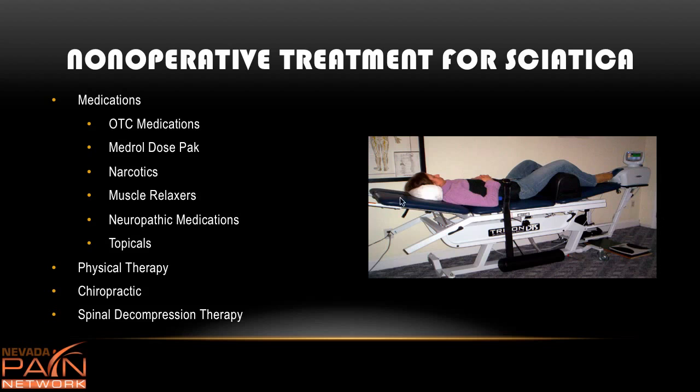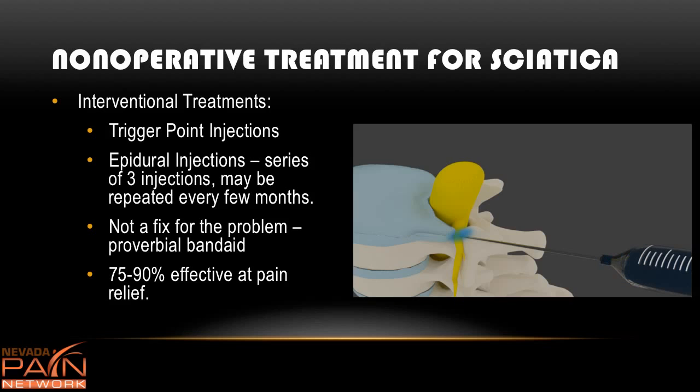This picture shows spinal decompression therapy, which involves intermittent spinal traction, and it can help open up the vertebral disc areas and decompress nerve roots for months at a time. Interventional treatments are great. There's trigger point injections, which are superficial injections over areas of aching and cramping and spasms. That can be very effective.